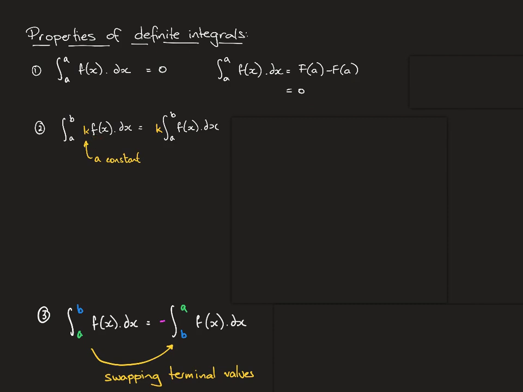This next one, with the definite integral, we've got a constant multiplying the function, and when we've been working with indefinite integrals, we could just bring that constant out the front. So we can still do that with definite integrals. You can just bring the k out the front. And to show you that that actually works, I've done a comparison between the integral from 1 to 2 of x versus the integral from 1 to 2 of 10x dx.